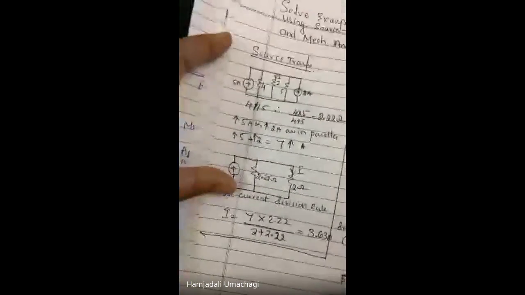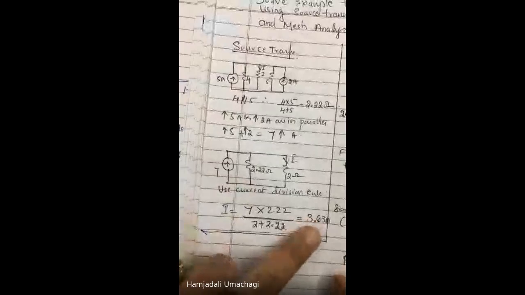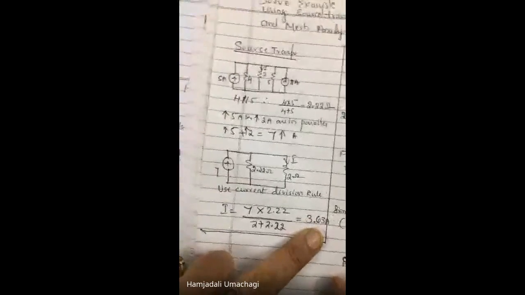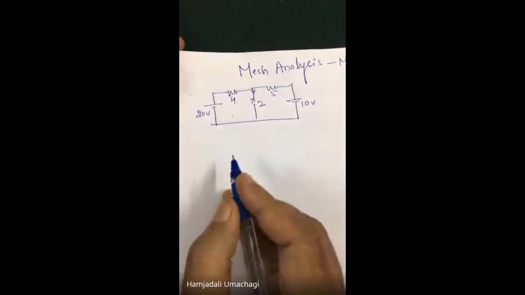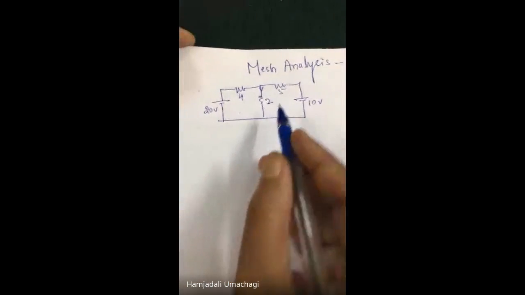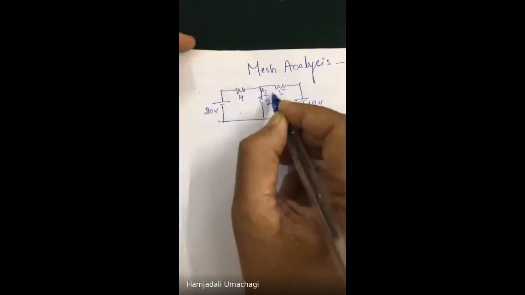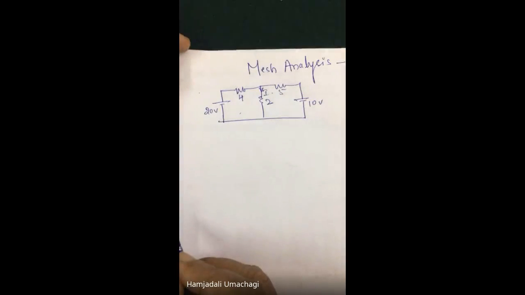See this procedure. Yesterday we got the same answer, 3.68, by solving this example using source transformation. I got the same answer using KCL and KVL, and I'll get the same answer using mesh analysis. First, I'll demonstrate how to apply mesh analysis or loop analysis to find the current through the 2 ohm resistance.